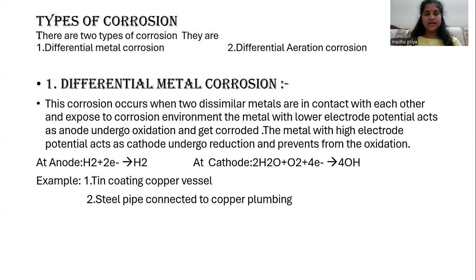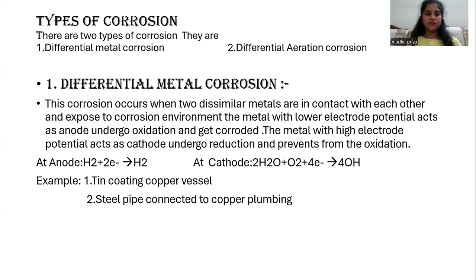Types of corrosion. There are two types of corrosion: first, differential metal corrosion, and second, differential aeration corrosion. We can move on to first, differential metal corrosion. This corrosion occurs when two dissimilar metals are in contact with each other and exposed to a corrosive environment. The metal with lower electrode potential acts as anode, undergoes oxidation and gets corroded. The metal with higher electrode potential acts as cathode, undergoes reduction and is protected from oxidation.